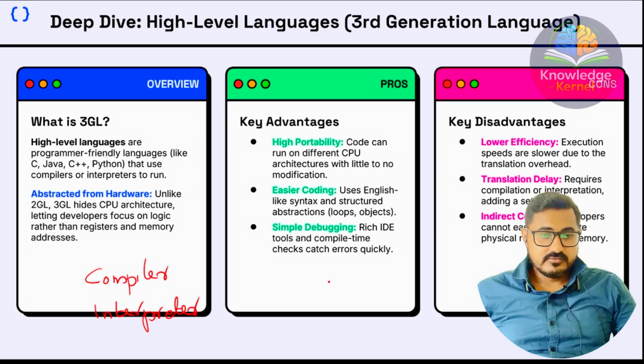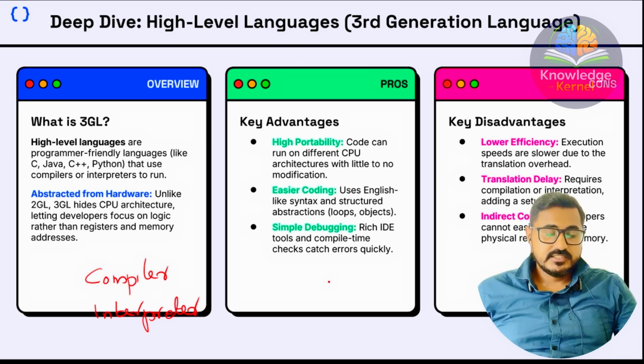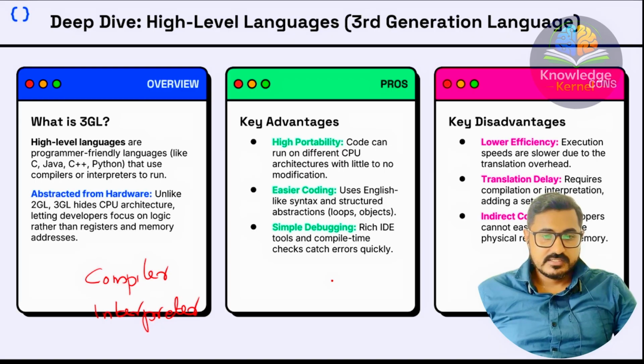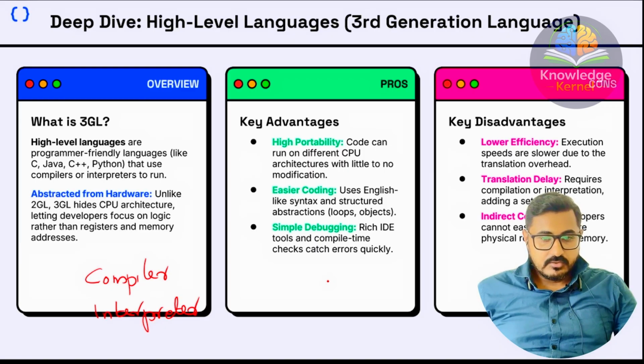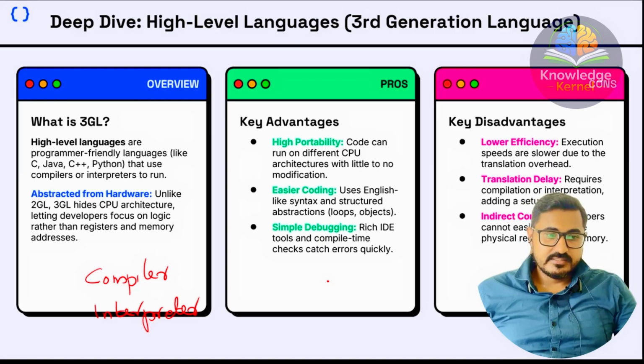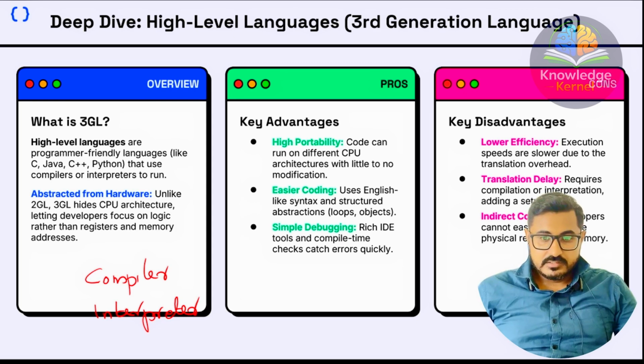Even though they have this many advantages, the third generation languages, otherwise high-level languages, have certain disadvantages too. First of all, lower efficiency. The execution speeds are comparatively slower due to the translation overhead. Whether you are writing a Java program, or a C or C++ program, the program written in these high-level languages needs to be compiled so that it can be run on the hardware. The time taken for this translation is an extra overhead, so this reduces the total execution speed. Next one is translation delay.